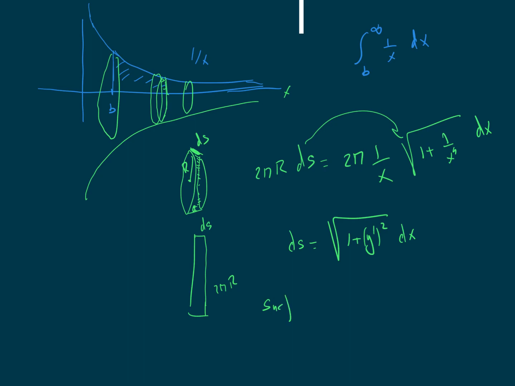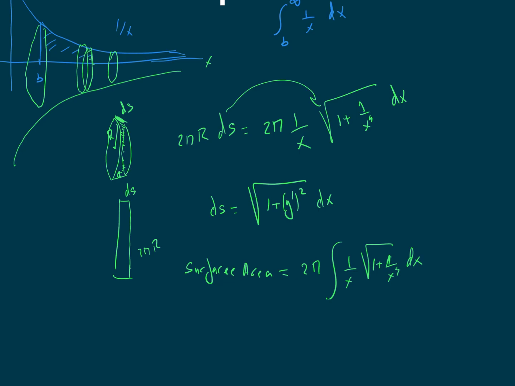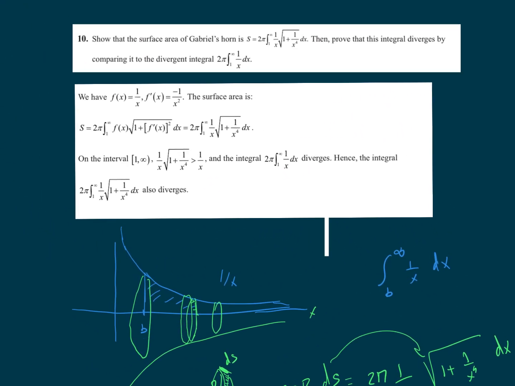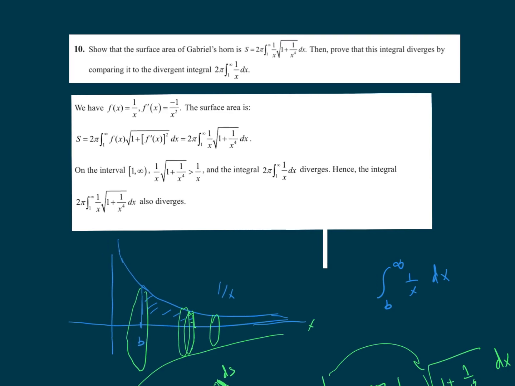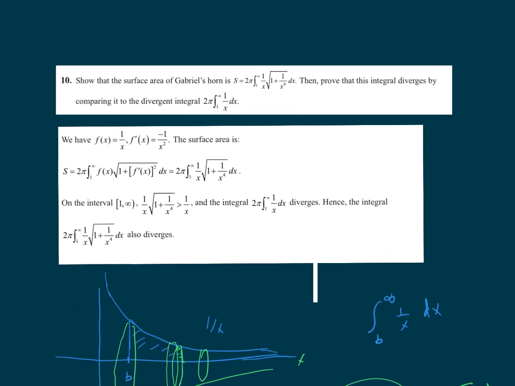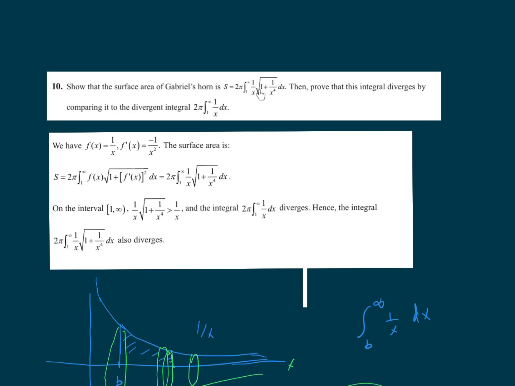So the surface area is this integral, equal to 2 pi times the integral of 1 divided by x times the square root of 1 plus 1 divided by x to the fourth dx. Okay, so we have done the first part. Let me read it again. I have found this part, that this is the surface area.